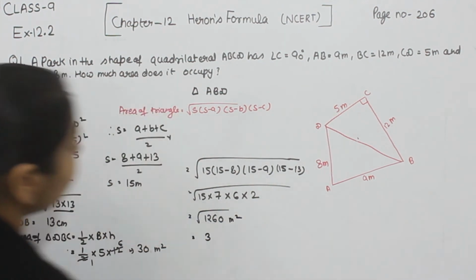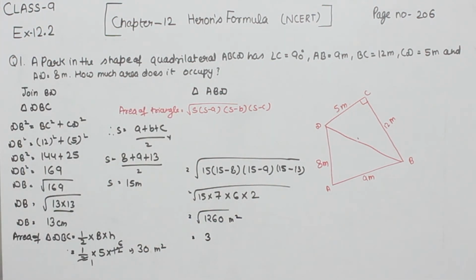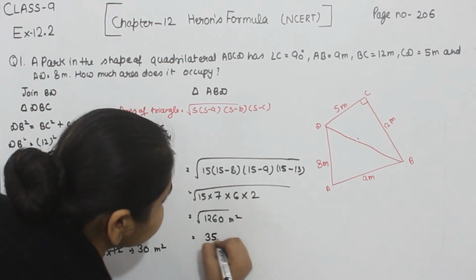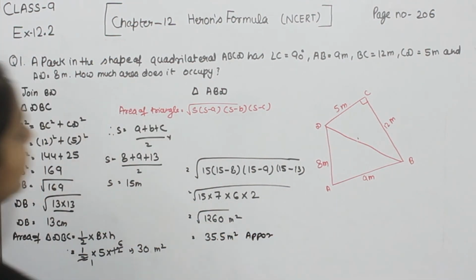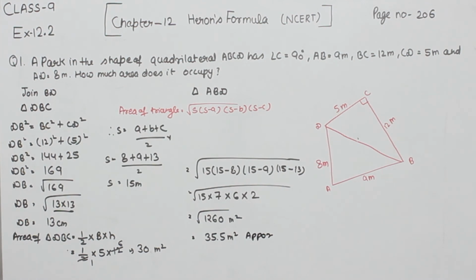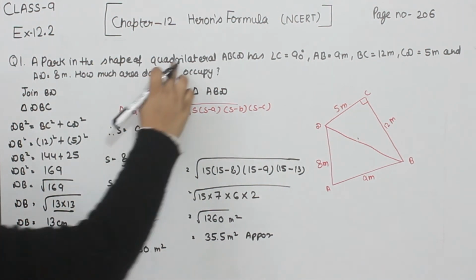Now we are going to solve this one. So we'll get the value as 35.5 meter square approx. So this is the area of the triangle ABD. Now we have to find the area of the quadrilateral.